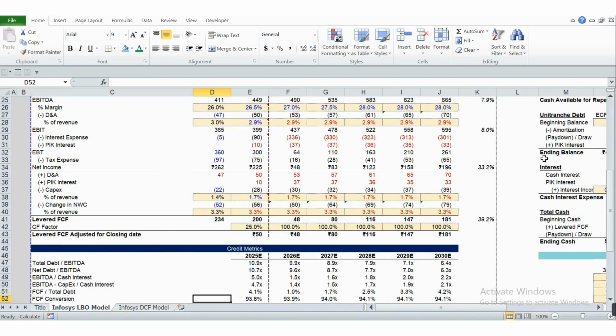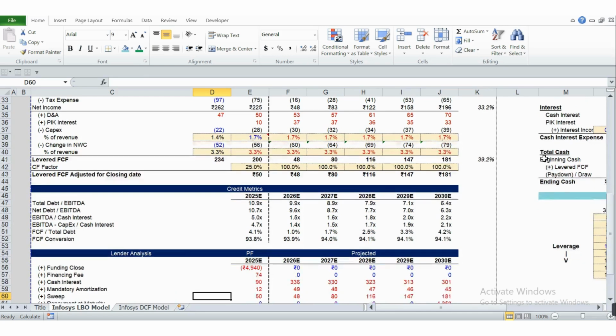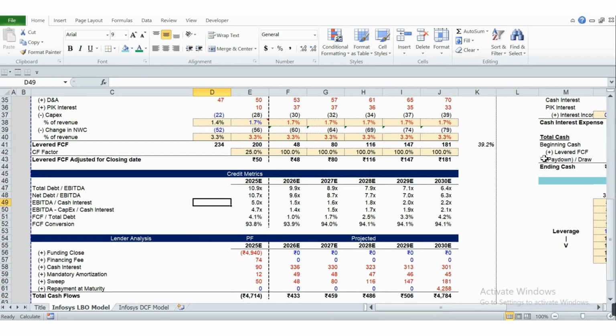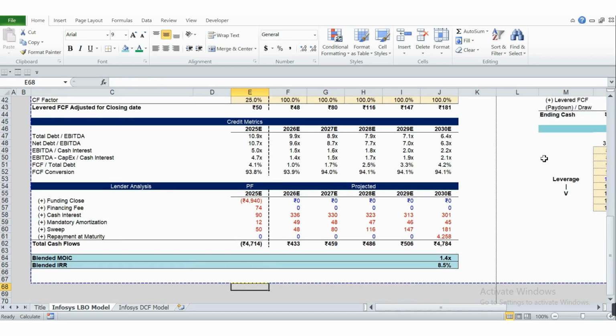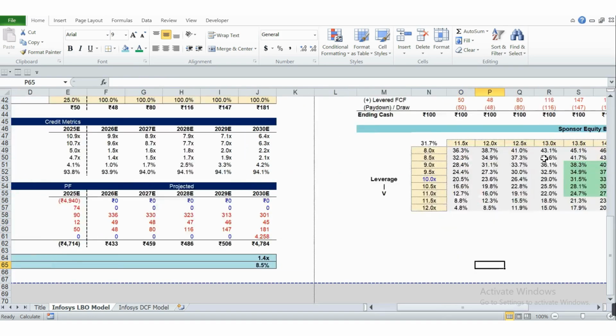Then next we will be talking about lender analysis. Herein we have a few credit metrics which are required by lenders to assess their investment. Then in lender analysis, we have the total cash flows going out and in to the lender accounts, and what the IRR to the lender is.